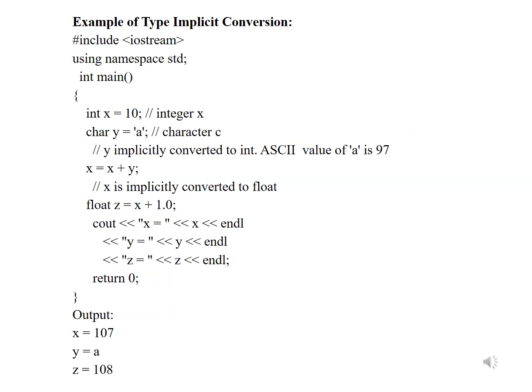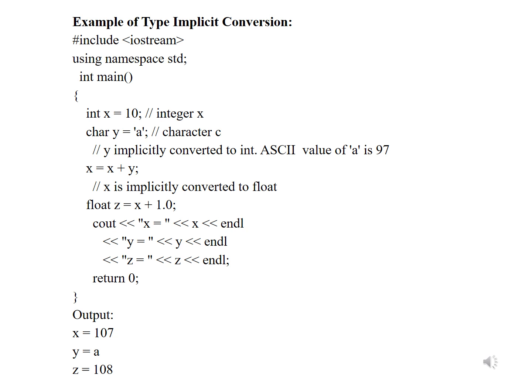Carefully observe this slide. Here we are given a sample program as an example of implicit type conversion. We have written #include <iostream.h>, using namespace std, then int main, open bracket, int x equal to 10, char y is equal to 'a'. We have assigned 'a' as the value for y and 10 as the value for x. The equation is x is equal to x plus y. Then float z is equal to x plus 1.